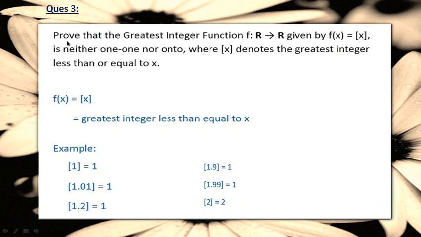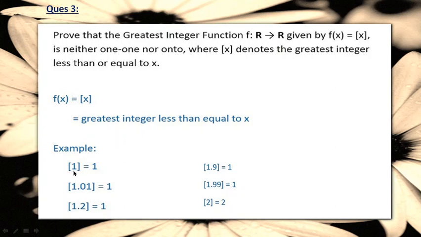Now let's take question number 3. Prove that the greatest integer function defined from R to R given by this is neither one-one nor onto. So we should know what is the greatest integer function. That's how we denote it, and it means the greatest integer less than or equal to x.